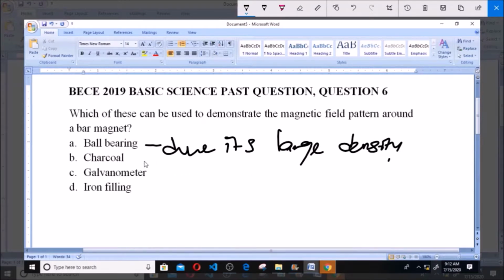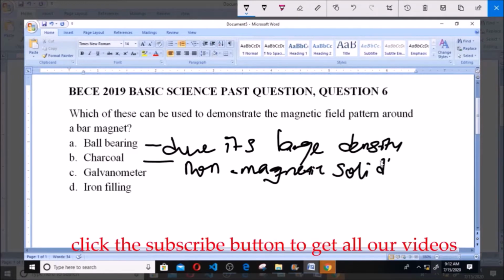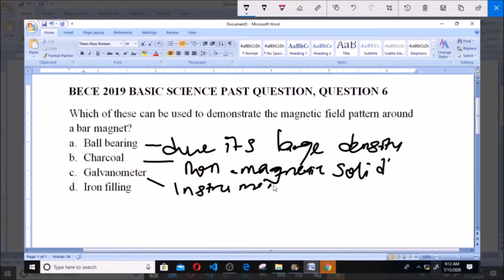Also, the charcoal itself, we know that charcoal is a non-magnetic solid, so therefore it cannot be affected by a magnetic field. And then galvanometer is an instrument that is used to measure current.